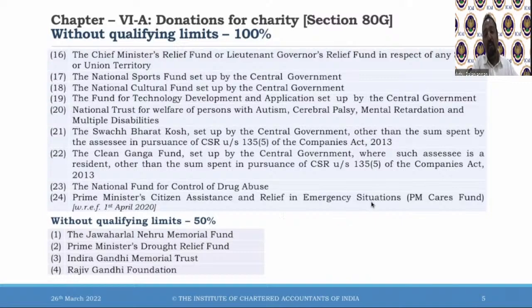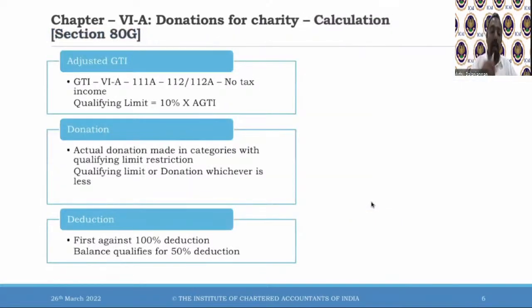Now what did we say? We need to understand how you actually calculate. Okay, we have this slide, but before this slide, I'll probably explain in this slide itself. We already discussed what is adjusted gross total income. It is gross total income minus Chapter 6A deductions other than 80G, minus 111A, that is short-term capital gain at a special rate of 15%, and then minus long-term capital gain under Section 112 and 112A, and any income on which there is no tax. I reduce all this. I get adjusted gross total income. On that, I apply 10%. I get a qualifying limit.